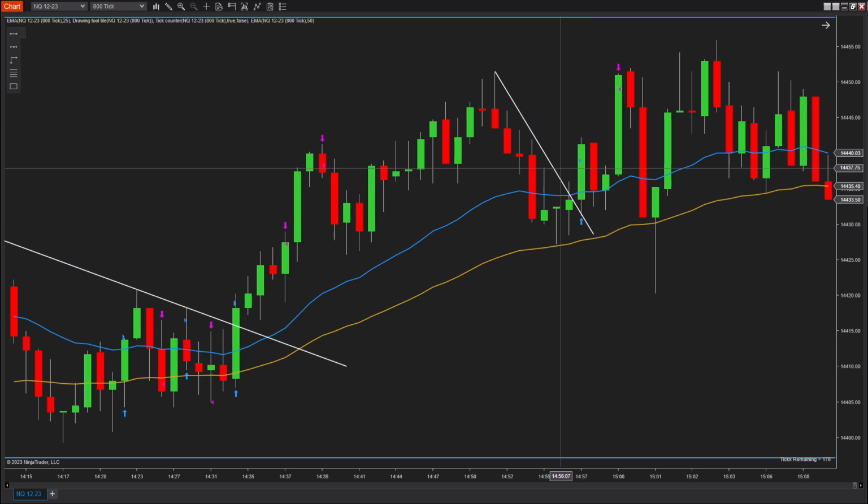Honestly, I think I could have got a very slightly better entry than what I did. I got in at 14,439. And my stop was like down here, so I almost got stopped out. We didn't, and on this rip here, and like I said, this was a bit of a news candle, so I got lucky with this trade. I got my target in here.